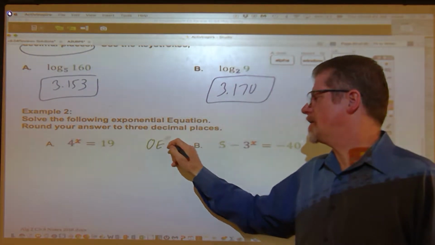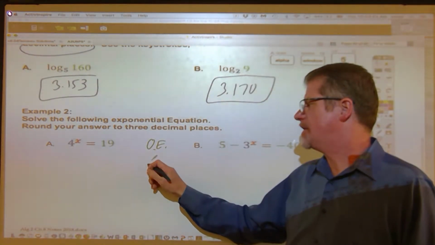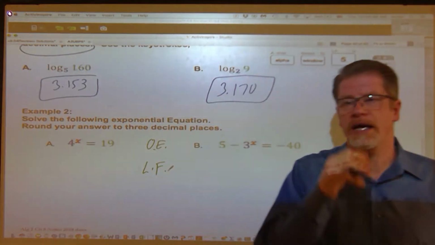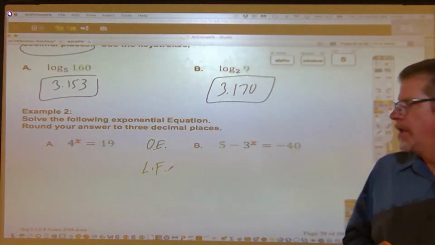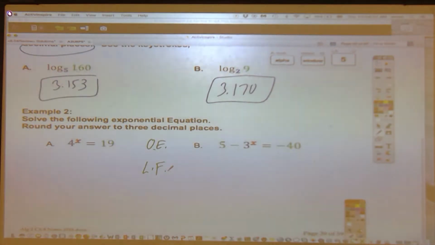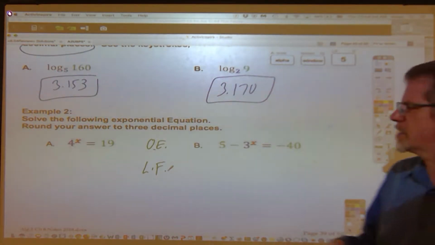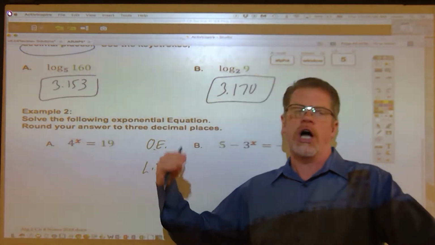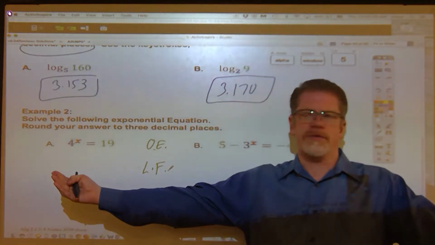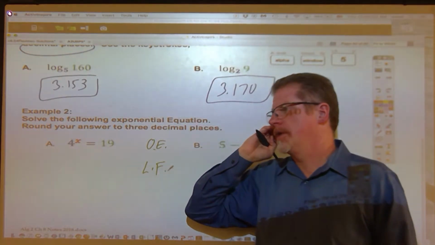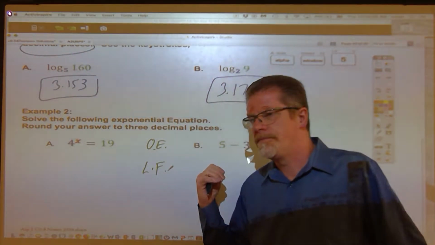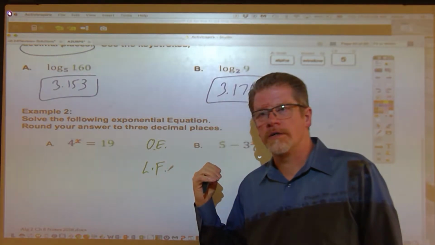There are 2 codes I'd like you to write down for example 2, letter A. Codes are OE and LF for log form. Log form, that's kind of what Andrew did earlier today. Would you please convert the equation 4 to the x equals 19 to log form? Give it the old college try. Or, if you don't want to do that, you can give it the old Wheaton Academy try. And we'll see how it goes.